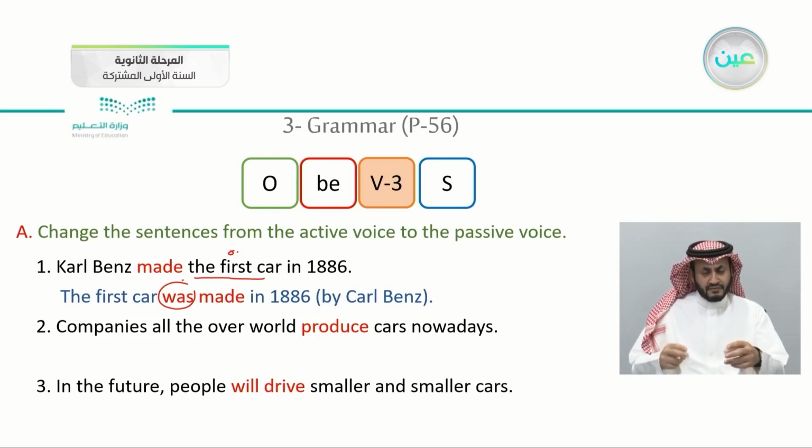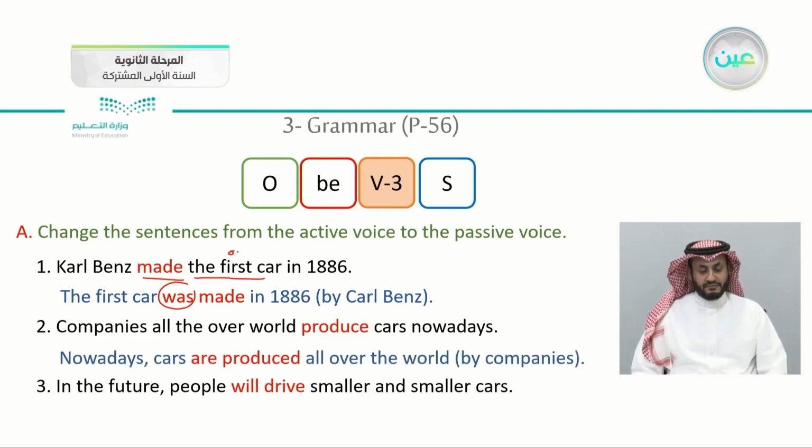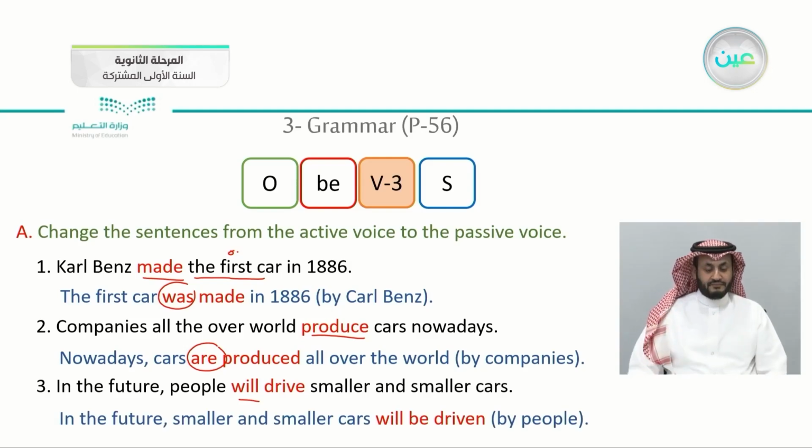So was because we have made. Companies all over the world produce cars nowadays. Produce, present. So nowadays, today, cars are produced all over the world by companies. Are because it is in the present. In the future, people will drive smaller and smaller cars. Will drive, future. So will be. Here, in the future, smaller and smaller cars will be driven. Notice, will be driven.